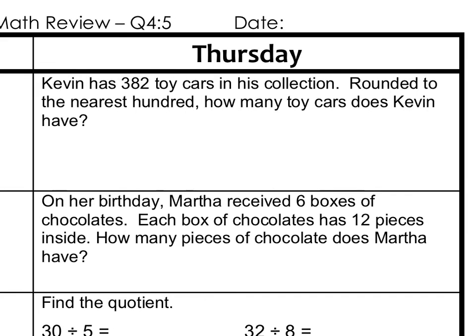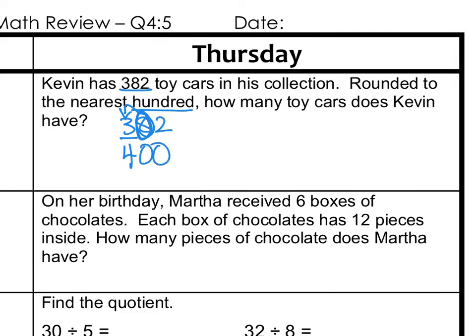Kevin has 382 toy cars in his collection. Rounded to the nearest 100, how many toy cars does Kevin have? So we know when we do that, we underline the hundreds place, circle the digit to the right. The 8 is going to bump that 3 up, or round it up to a 4. The circled digit reminds us to change everything else to zeros.